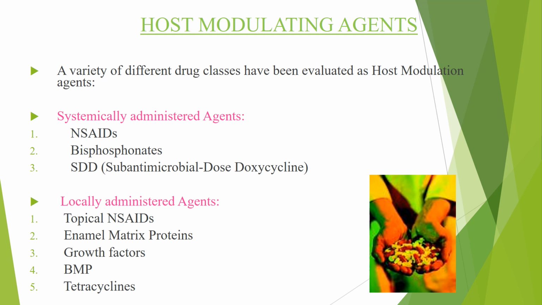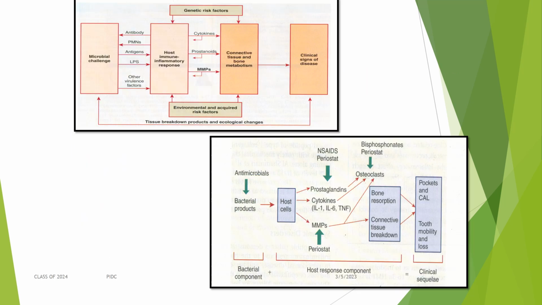So, what are the host modulating agents? A variety of classes of drugs have been evaluated, and based on that, they have been classified as systemically administered agents and locally administered agents. Again, locally administered agents can be a part of local drug delivery too. Coming to the systemically administered agents, you have non-steroidal anti-inflammatory drugs, bisphosphonates, and sub-antimicrobial dose doxycycline. Locally administered agents include topical NSAIDs, enamel matrix proteins, growth factors, bone matrix proteins, and tetracyclines. You have a picture here, the Conman's model already explained to you.